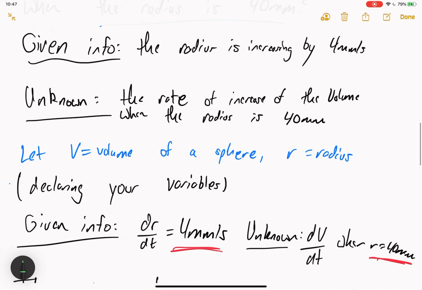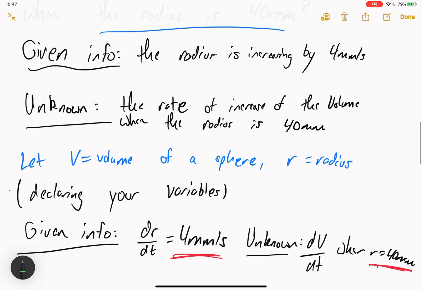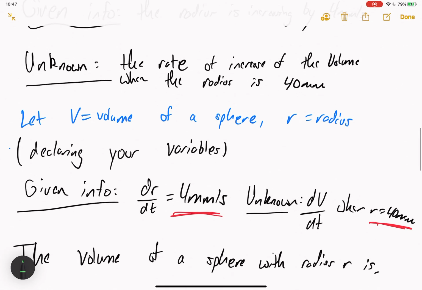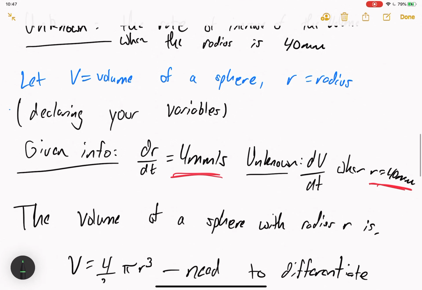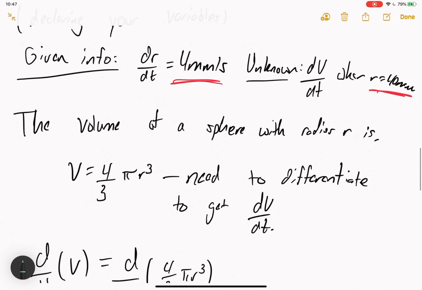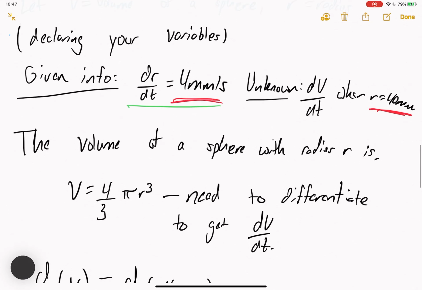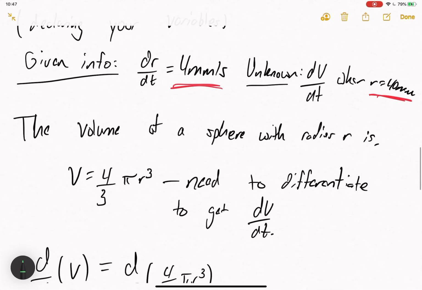So what we did next was rewrite the given info and what we want, our unknown. Then we declared our variables. We let V equal the volume of the sphere, we let r equal the radius, and then we rewrote our information in terms of our new variables. So dr/dt is equal to 4 millimeters per second. dV/dt is going to be our unknown and what we want to know, and the question is when r is equal to 40 millimeters.